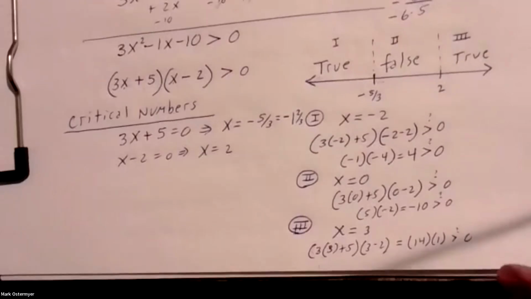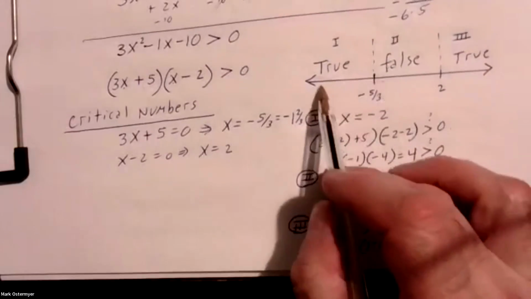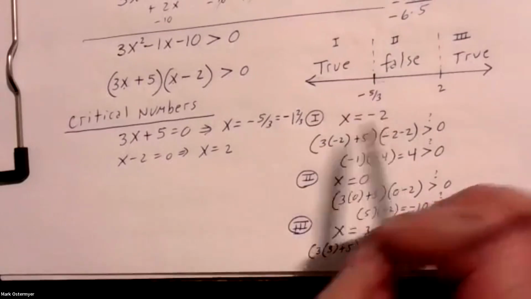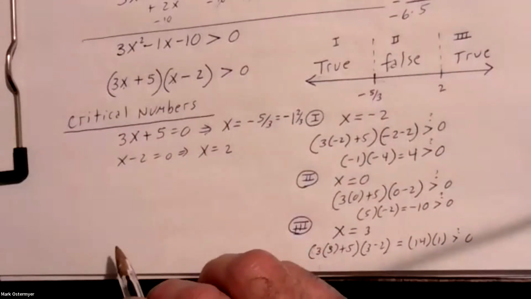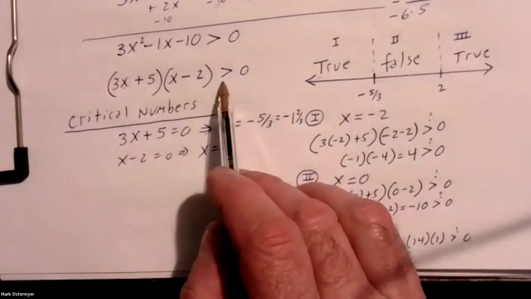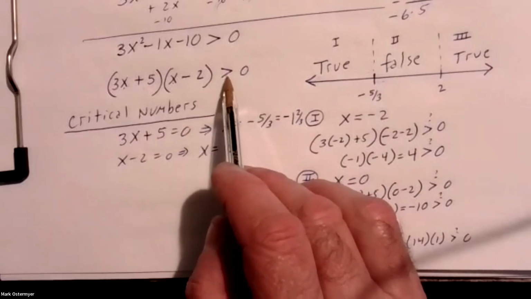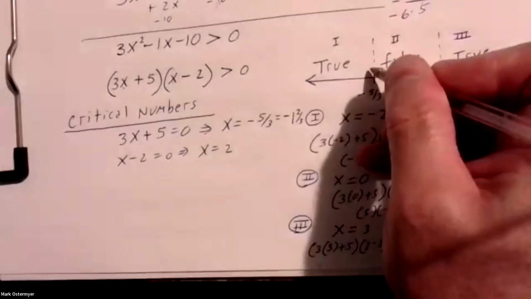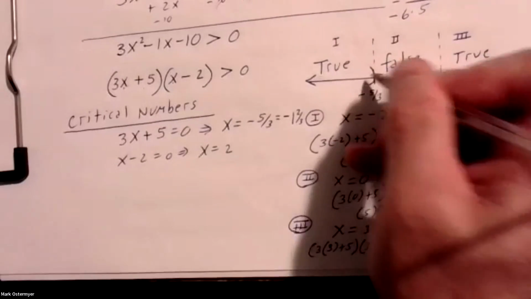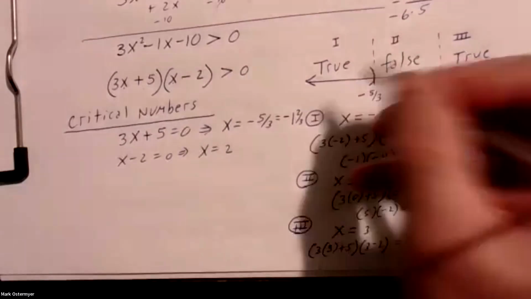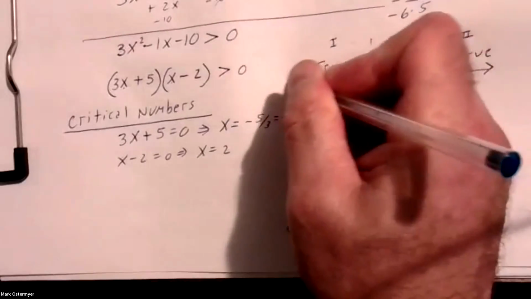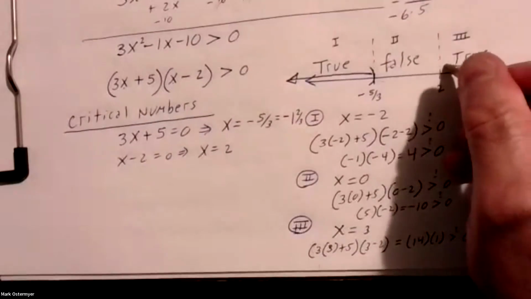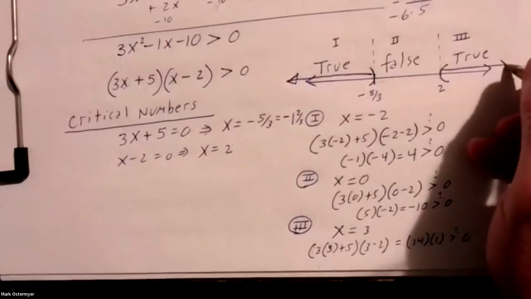We're ready to form our solution set. Therefore, ladies and gentlemen, it's all the intervals that are marked true that will provide solutions to our polynomial inequality. Notice I don't have the equal sign as part of our inequality, just a strict inequality here. Therefore, we do not include these endpoints. So this is the graph of my solution set. Open parenthesis on -5/3, and we shade to the left. Open parenthesis on 2, shade to the right.